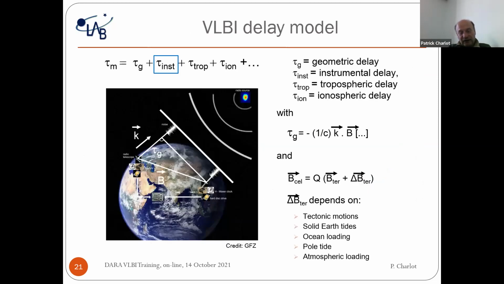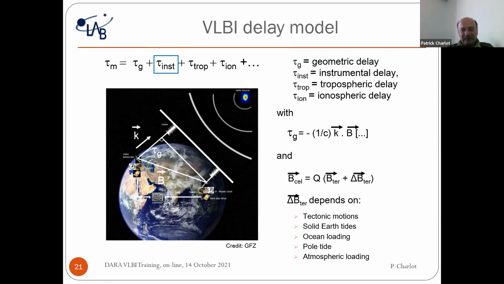Okay, so I finish with the first term, the geometric delays, as I explained. So I gave you a brief description of the tectonic motion, solid earth tide, ocean loading, pole tide, atmospheric loading, basically all the effects that you would have to consider if you want to model things as best as possible. So now moving to the second parameter. The three other parameters are somewhat simpler.